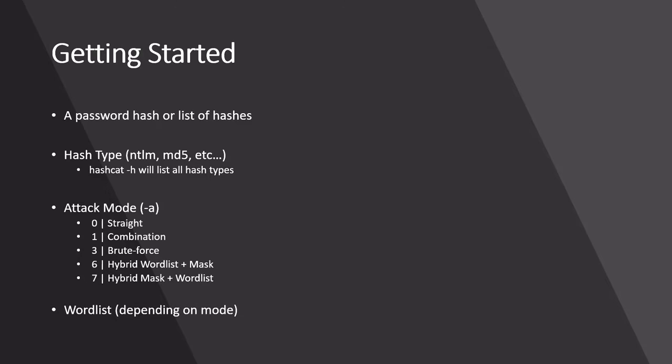Next, you're going to need to know the attack mode you want to use. You're likely going to use a combination of modes when you're cracking passwords. Hashcat has 5 modes built in: straight, combination, brute force, and hybrid. Hybrid's got 2 categories. It's got wordlist plus a mask, and mask plus a wordlist. Finally, you're also going to need a wordlist or 2 or more, depending on the attack mode you're running.